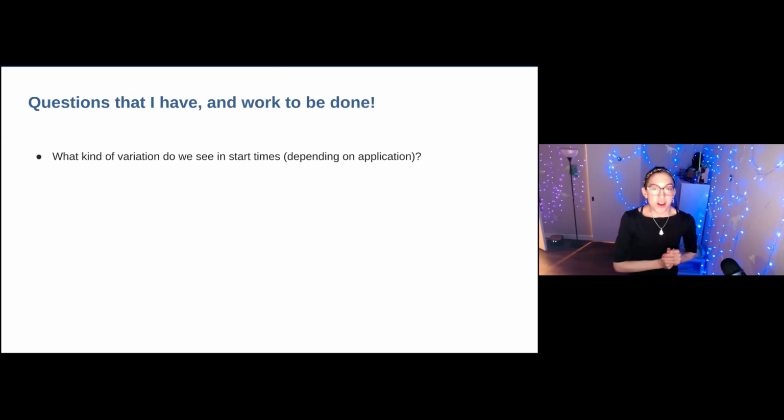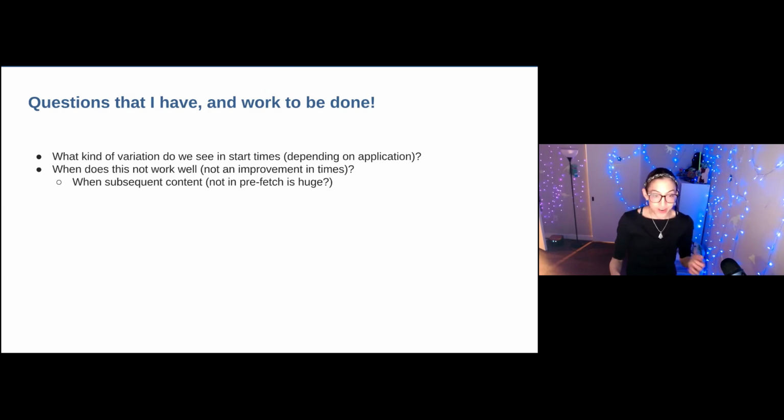I want to quickly talk about questions that I have and work that I think should be done. I'm interested in the kind of variation that we see in start times. Does this vary based on the application? In both of the tests that I did, it was within seconds, like a second. But under what cases, maybe some big, chunky machine learning data file that's accessed, would we actually see that start time go up to 5 seconds, 10 seconds? I don't know. Good question.